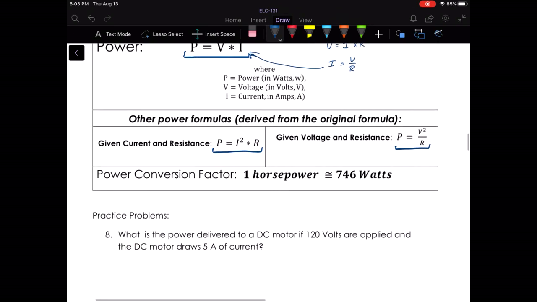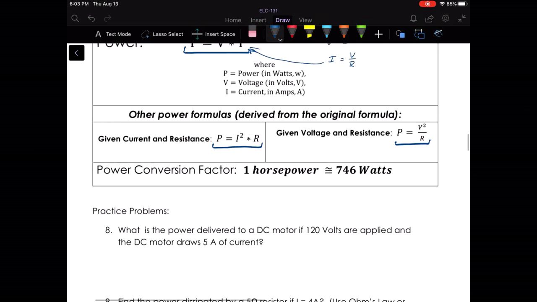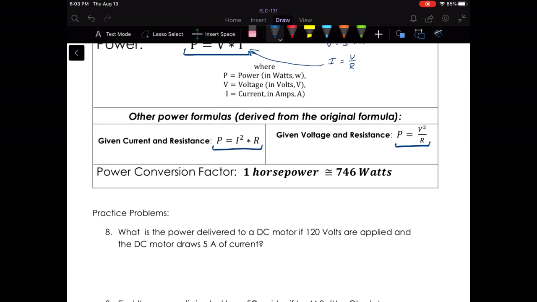So let's look at our first problem here. The power delivered to a DC motor if we apply 120 volts and the motor draws 5 amps of current. Well, P is equal to V times I. So we have 120 volts times 5 amps of current, or 600 watts of power.